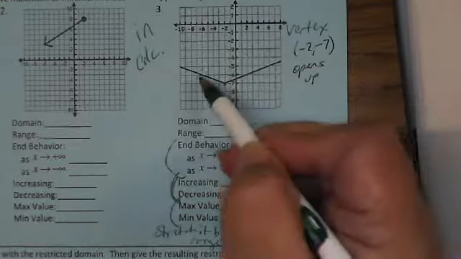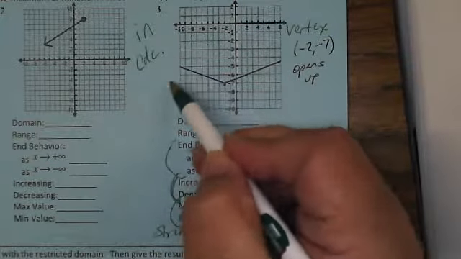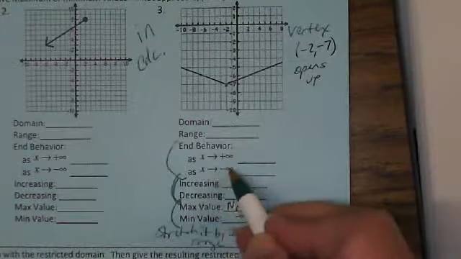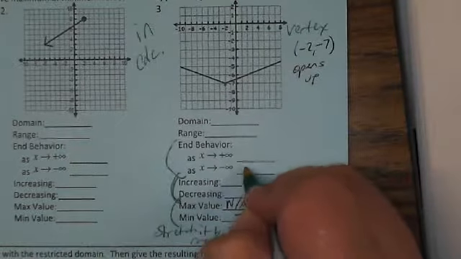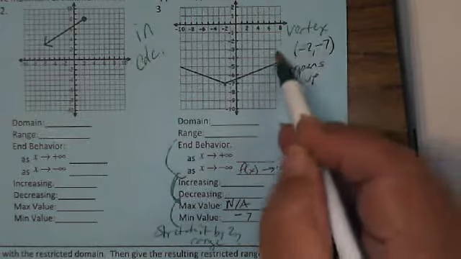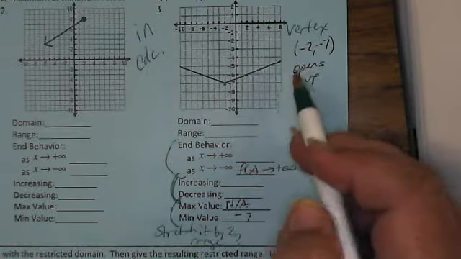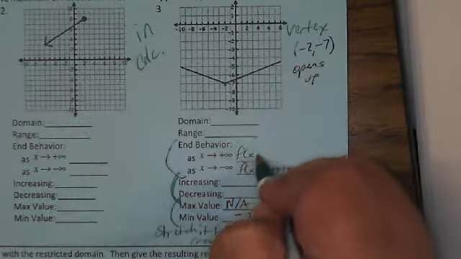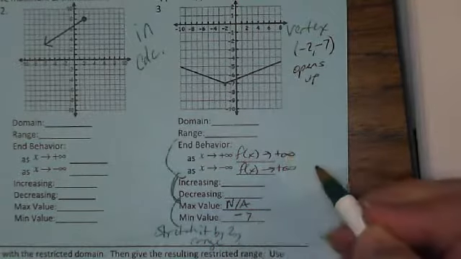End behavior. On this left side, as x approaches -infinity, f of x approaches +infinity. On this right side, as x approaches +infinity, f of x also approaches +infinity.